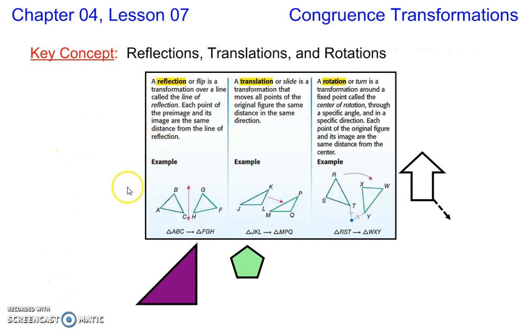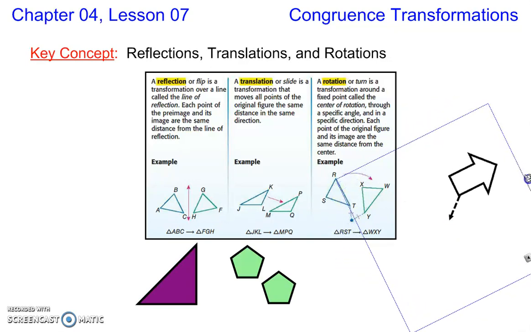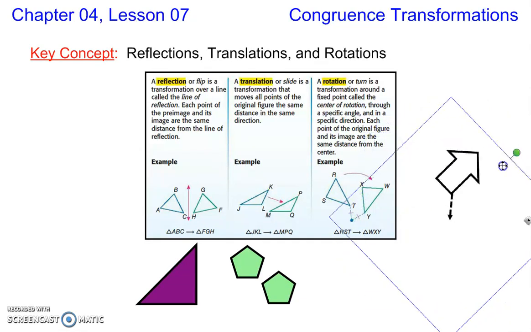We have reflections. The reflection is kind of like it's mirrored across something. So this here would be a reflection, okay, across a line. A translation is where it's moved from where it is originally, but it doesn't rotate at all. It's still pointing in the same direction. So that would be a translation here. And then a rotation or turn is around a fixed point. So something like this. That would be a 90-degree rotation around that point.